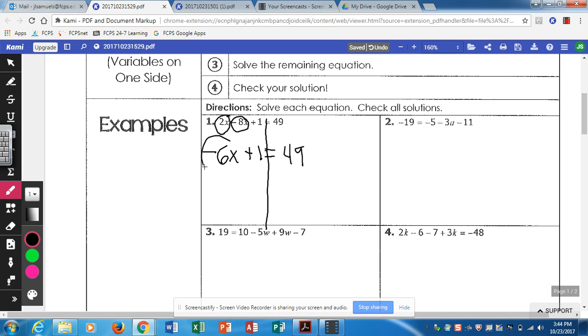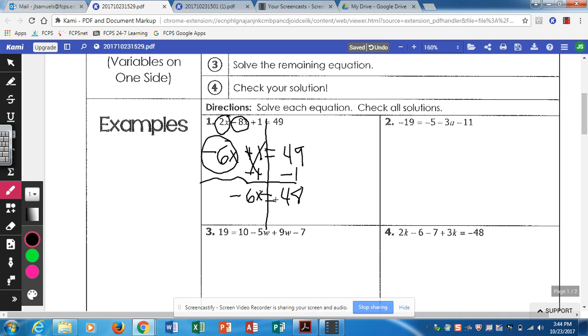Here's my variable. We want to isolate it. So I need to get rid of what's on the same side of the variable. Well, clearly we're adding a 1. So we need to do the opposite of addition, which is, you are absolutely correct, subtraction. So we're going to subtract 1 from both sides. Remember that golden rule: whatever we do to one side, we have to do to the other. Okay? So now 49 minus 1 gives us 48. And then we bring down what's left over, which is negative 6x.